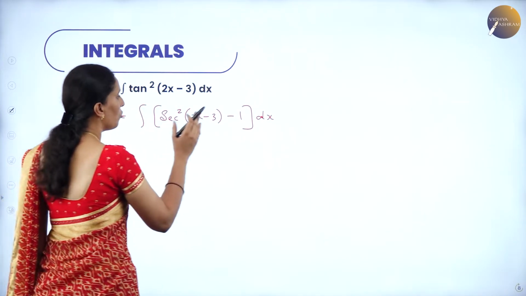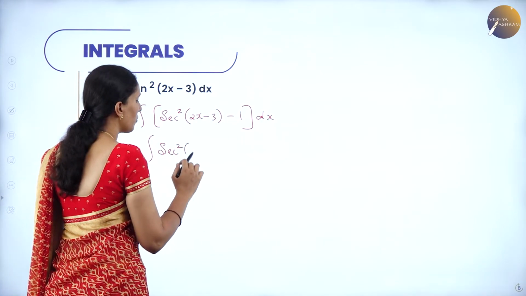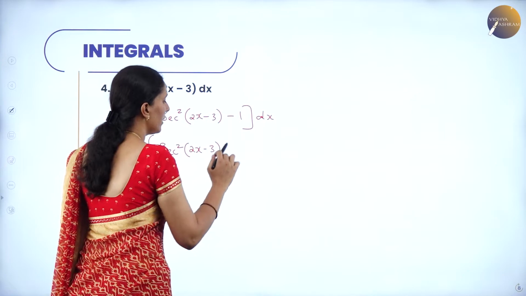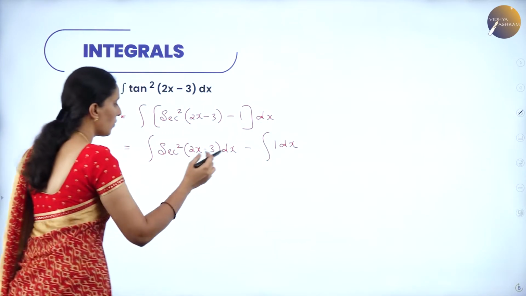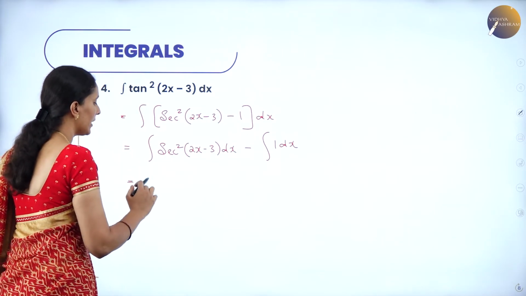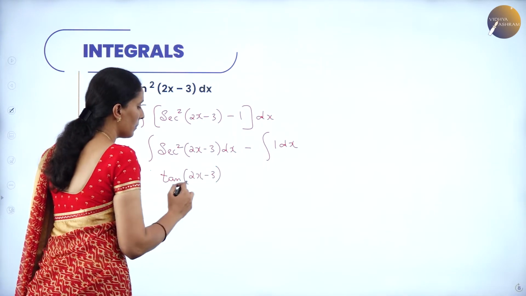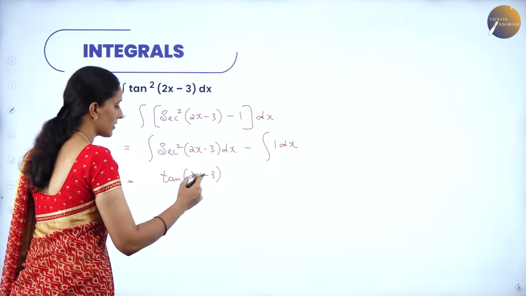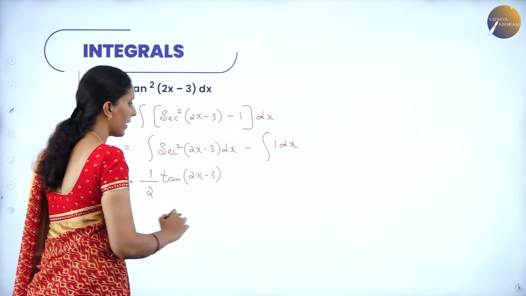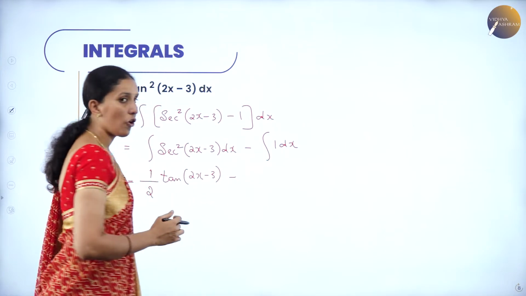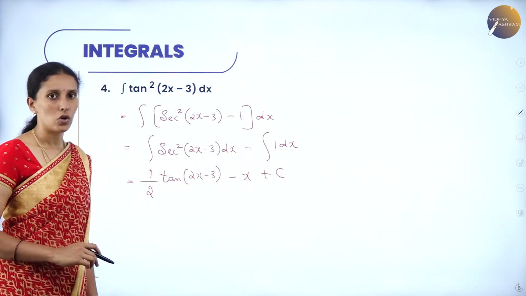Now we have two functions. Apply the integral separately. So it becomes integral of secant square 2x minus 3 into dx minus integral of 1 into dx. So what is secant square integral? It is tan. So therefore it is tan 2x minus 3. But this is in the form of ax plus b or ax minus b. You have to multiply it by 1 divided by a. So it is 1 by 2 minus, what is integral of dx? It is x plus c, where c is the integral constant.